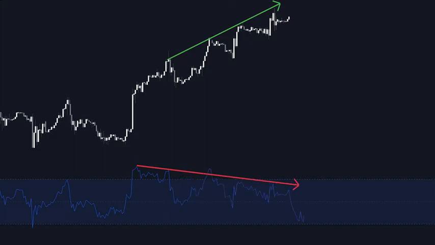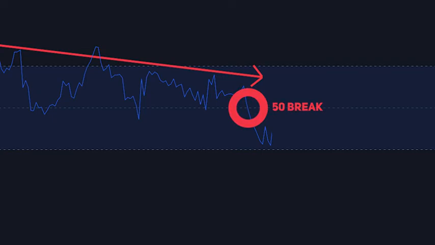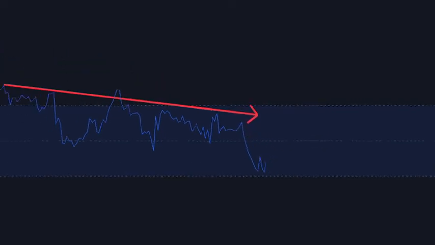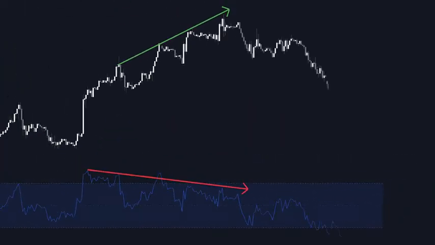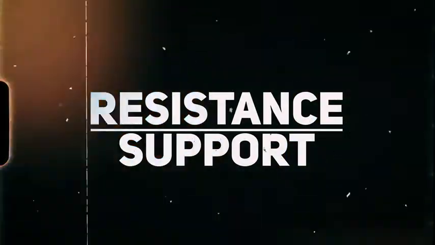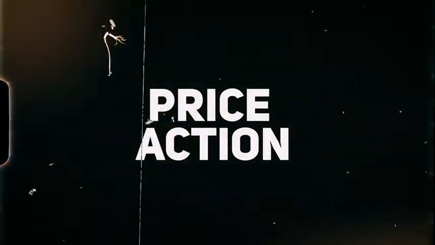So considering this, you could use the 50 level on the RSI to have more of a confirmation when a reversal is more likely, or you could pair it with support and resistance, market structure, price action in general, etc., etc.